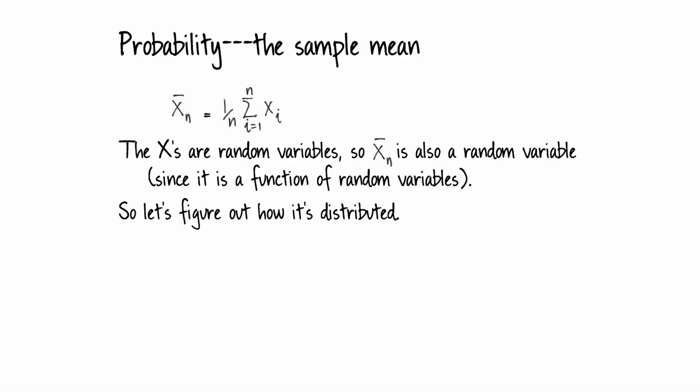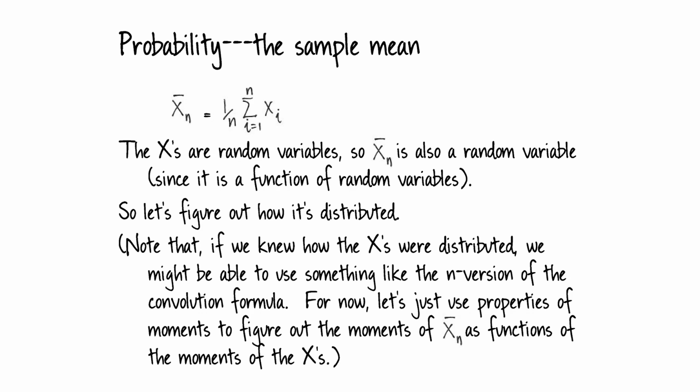Okay, so emphasizing one more time, the x's are random variables, so x bar is also a random variable since it's a function of random variables. So let's figure out how it's distributed. It's a random variable. It has a distribution. Let's figure out what it is. We're not going to be able to say precisely what it is, unless we put more structure on the random sample, but we can certainly say things about its distribution.